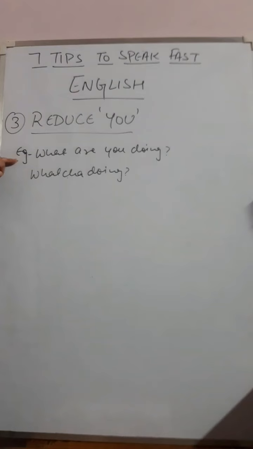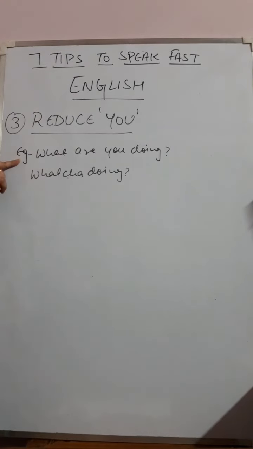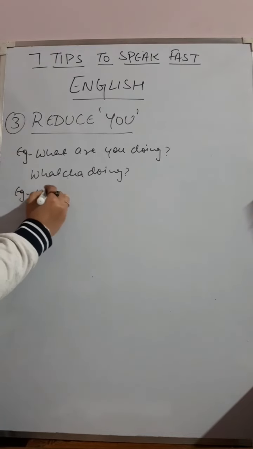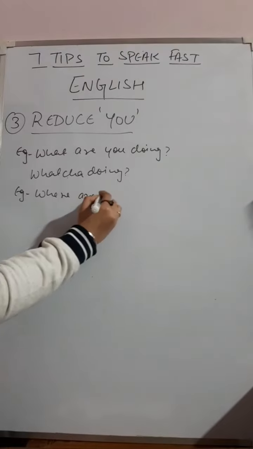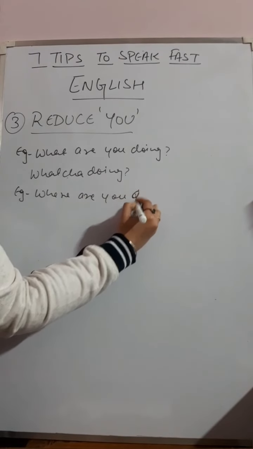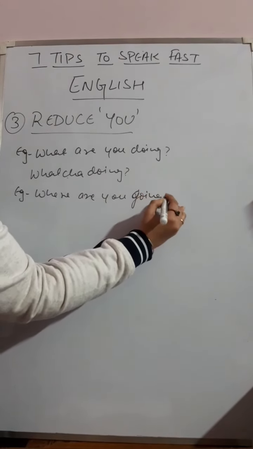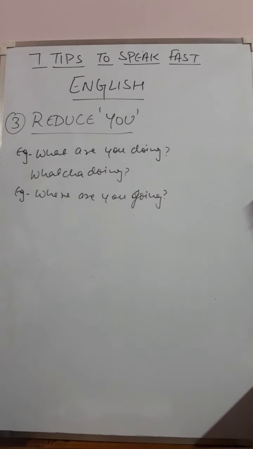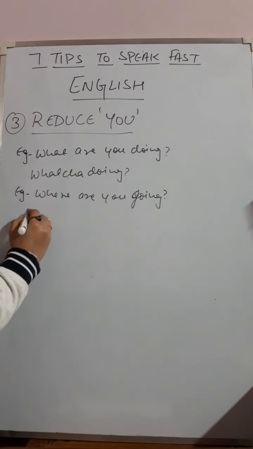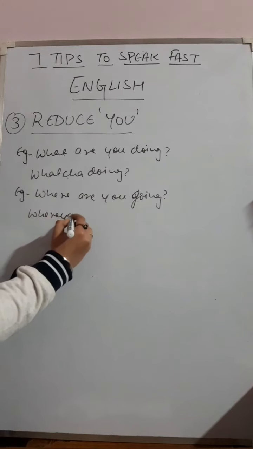What are you doing? What you're doing? What are you doing? What you're doing? So yes, you can see the difference between both the sentences. Alright, let's take another example. Where are you going? In this example, I can remove you. I can say where you're going.